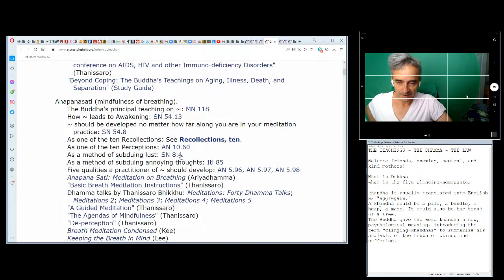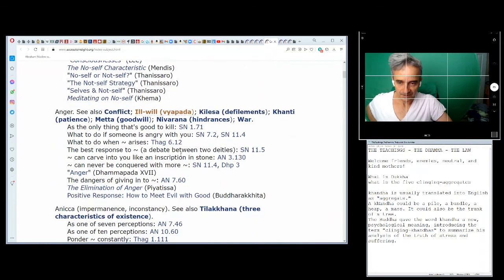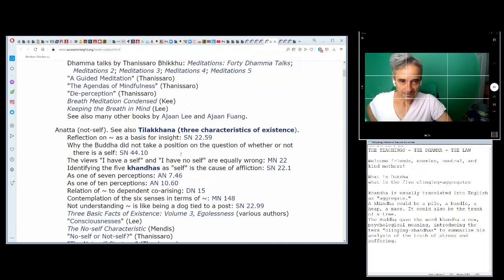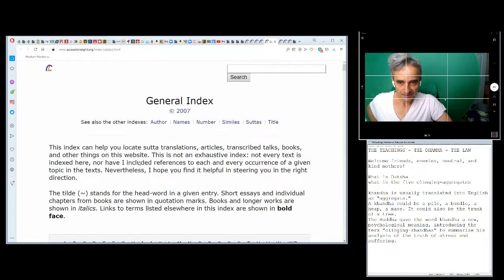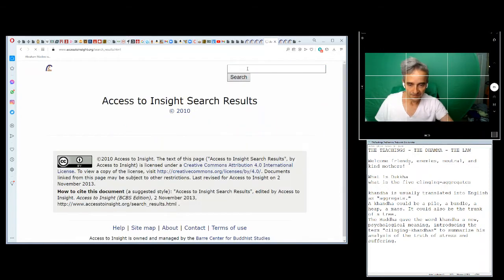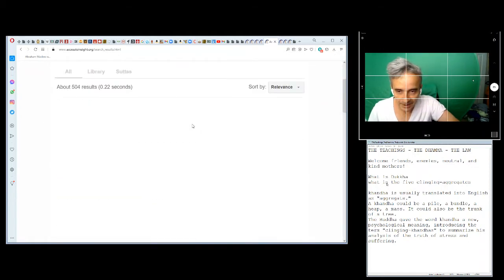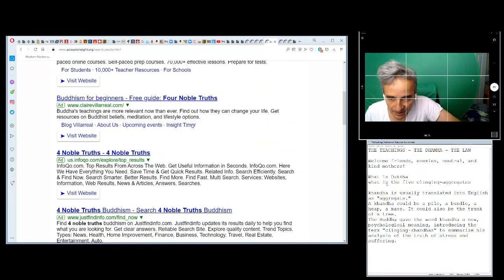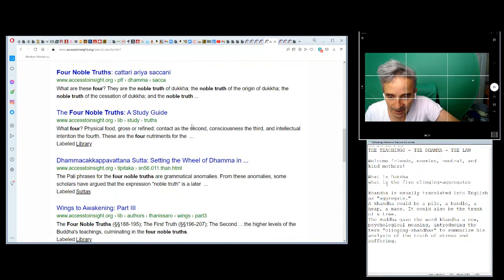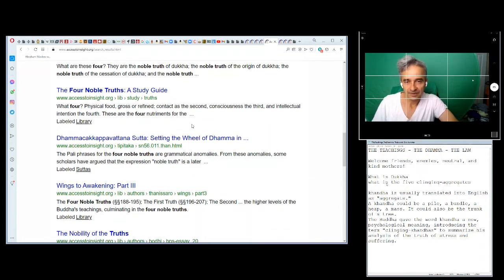Setting the wheel, the first noble truth, data index. Maybe I could use the history. Sorry guys, sorry folks, but this is important, I think. Let's see, Access to Insight. Search the Four Noble Truths.